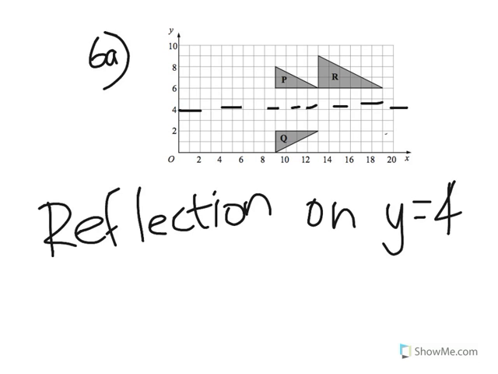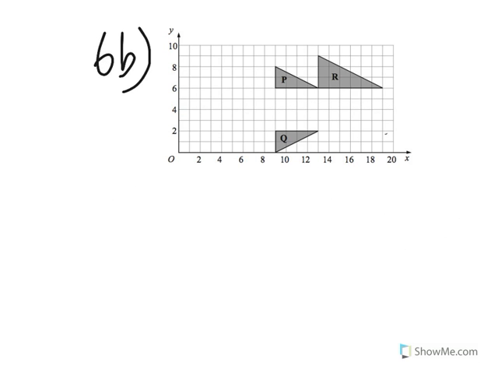Okay, 6b, you're being asked to describe fully the single transformation which maps triangle P onto triangle R. So from P you get to R. First of all, again, I want you to look at both shapes. They're the same kind of shape. They're both right angle triangles, same alignment, except R is bigger. So what this should tell you is that R is an enlarged form of P. So it means that the transformation is enlargement.